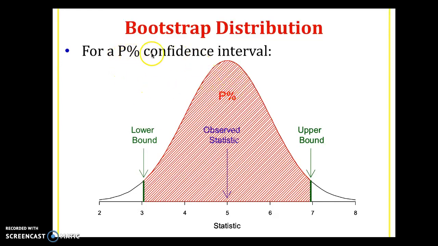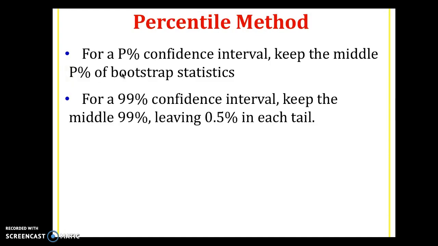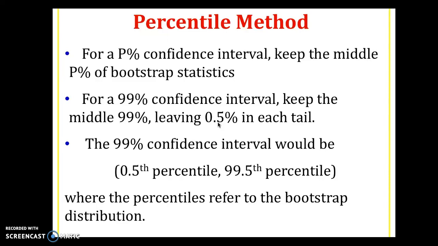So keep in mind, whatever percent confident we want to be, that's going to be the middle of the sampling distribution. So we want to keep the middle p%. We want a p% confidence interval. So if we think about a 99% confidence interval, there's 1% left over, but we're going to split that up in each of those two tails, so they each get half of a percent, or 0.005. So one way to think about it is this 99% confidence interval would be the 0.5th percentile, the bottom percentile, and then the 99.5th percentile. And these percentiles refer to this bootstrap distribution.